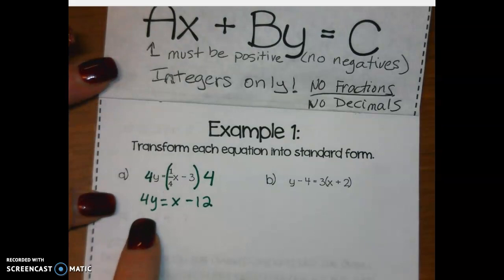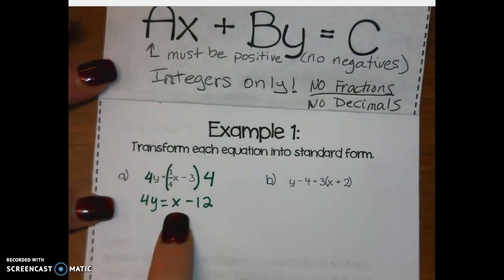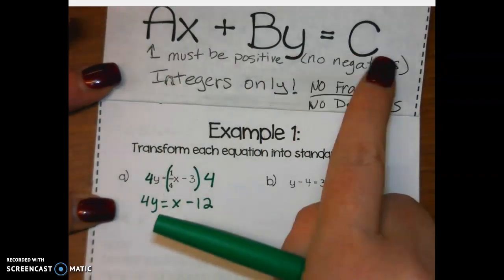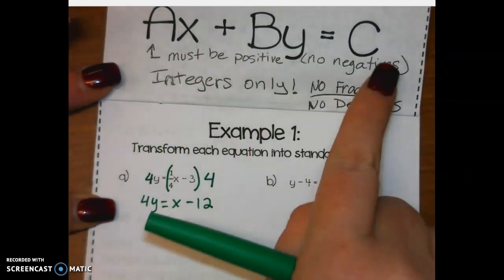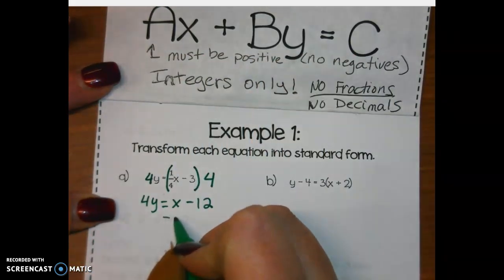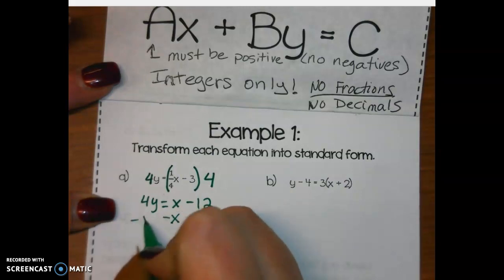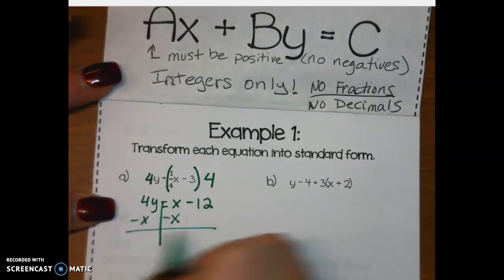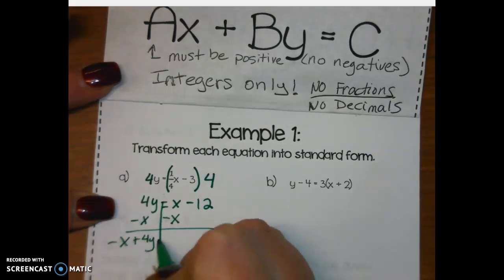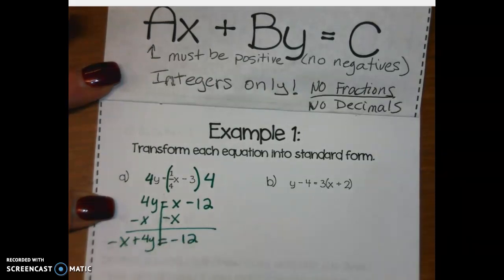So, I need x to be on the other side, because it has to be x over here, then y, because it goes A, B, C. So I'm going to go minus x, minus x. So here's my line. So now I have negative x plus 4y equals negative 12.